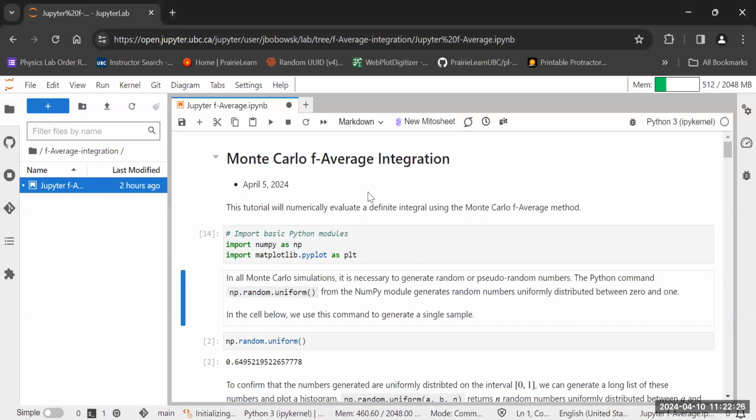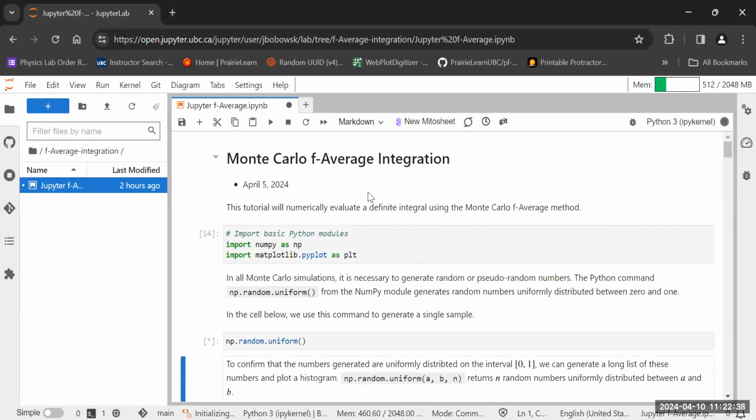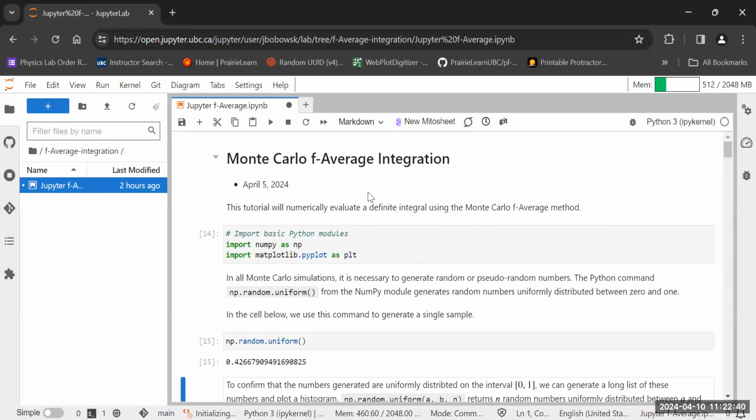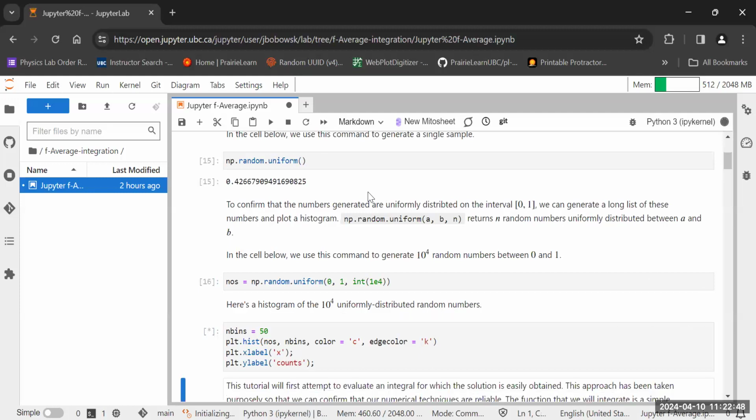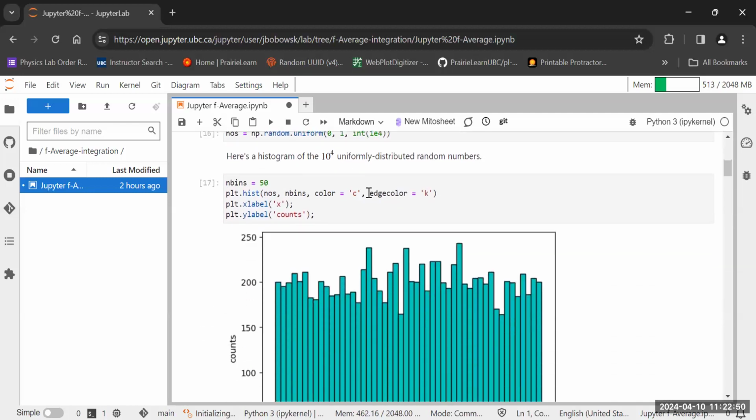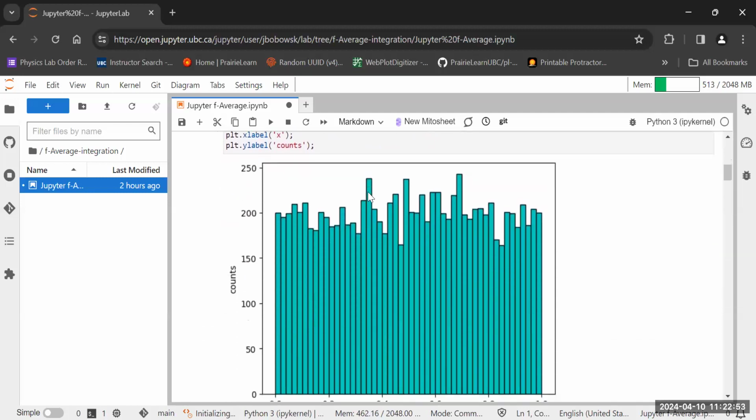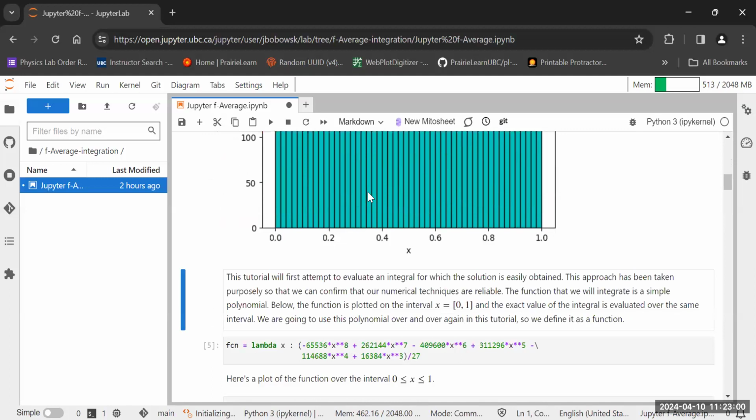All right. So the beginning of this is the same as we saw last time. All I'm going to do is import some modules. I'm going to use this random number generator to generate a random number between 0 and 1. And then here I'm going to make 10,000 of those random numbers, and then plot the histogram of those values. And this is just confirming that we're generating uniformly distributed random numbers.